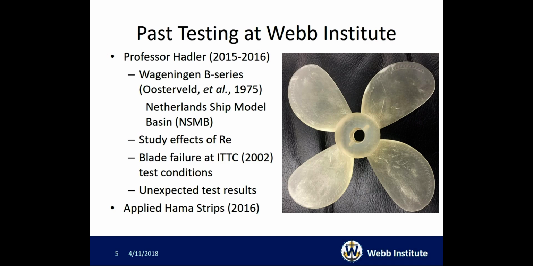To mitigate his blade failure, he actually applied HAMA strips to the leading edge of the propeller, which that propeller is shown in the figure on the left. You may be able to make out the HAMA triangles shown here. And this is where I picked up the thesis and continued the work.